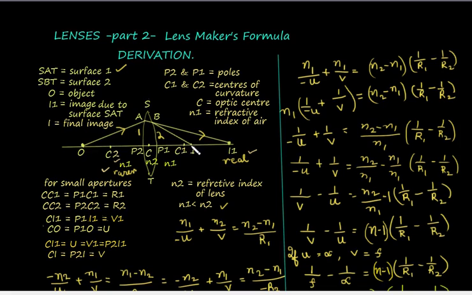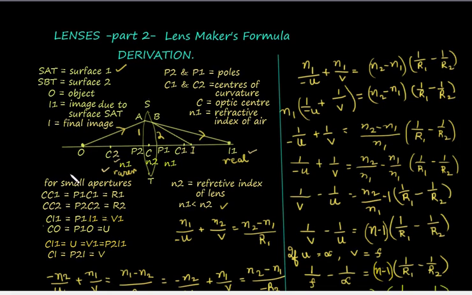So, in order to understand the formation of image at I, we have to consider refraction at surface 1 and refraction at surface 2. The image I is the sum total of refraction at surface 1 and surface 2. Let us proceed to understand this.